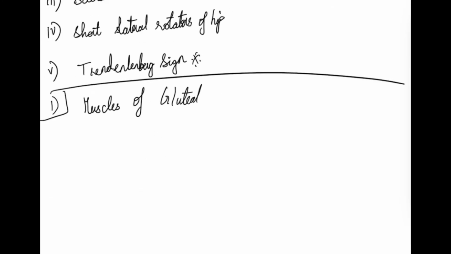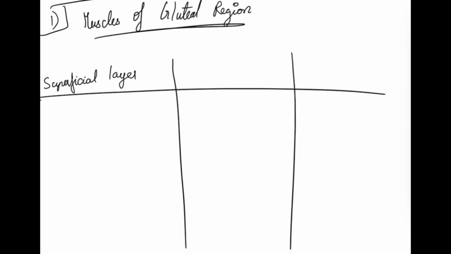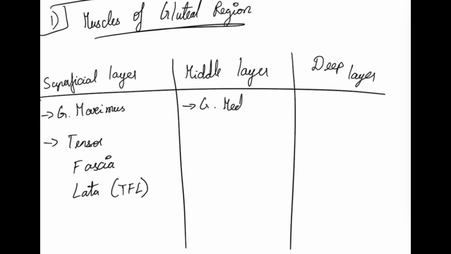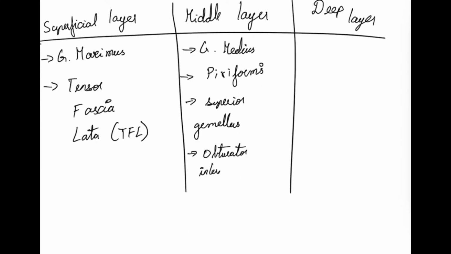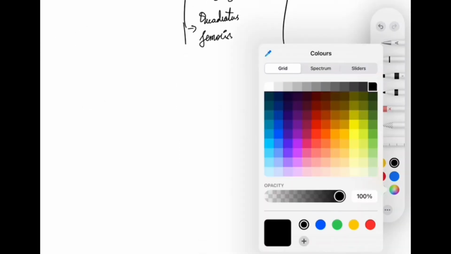Now let's move on to the muscles of the gluteal region. They are divided into three layers: the superficial layer, the middle layer, and the deep layer. The superficial layer has the gluteus maximus and tensor fascia lata. The middle layer has the gluteus medius, piriformis, superior gemellus, obturator internus, inferior gemellus, and quadratus femoris. And now the deep layer, it only has gluteus minimus.